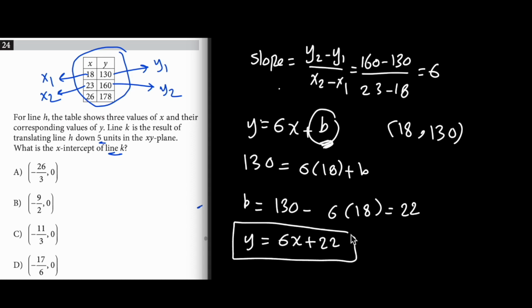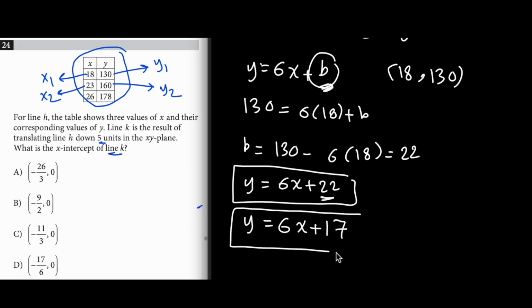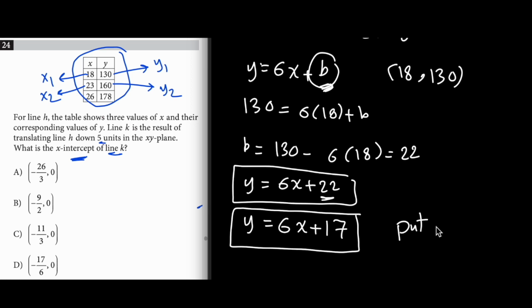This is the equation of the straight line which passes through the values in the table. Now we go down 5 units, so we subtract 22 minus 5. The new equation will be y equals 6x plus 22 minus 5, which equals 17. So this is the equation of the new straight line. Now we want to find the x-intercept. To find the x-intercept, put y equals 0. And if you also want to find the y-intercept, put x equals 0.